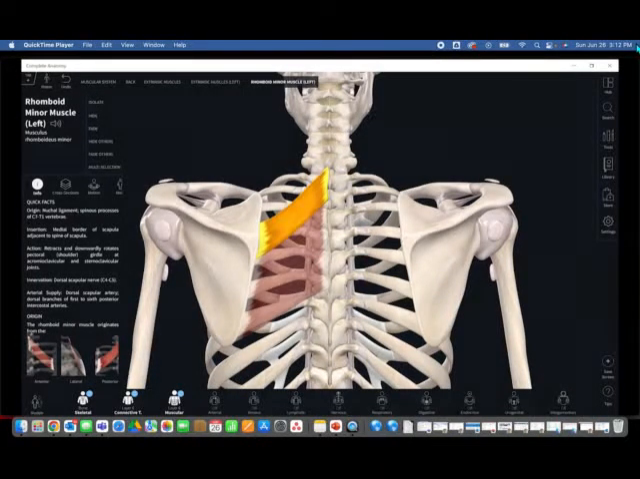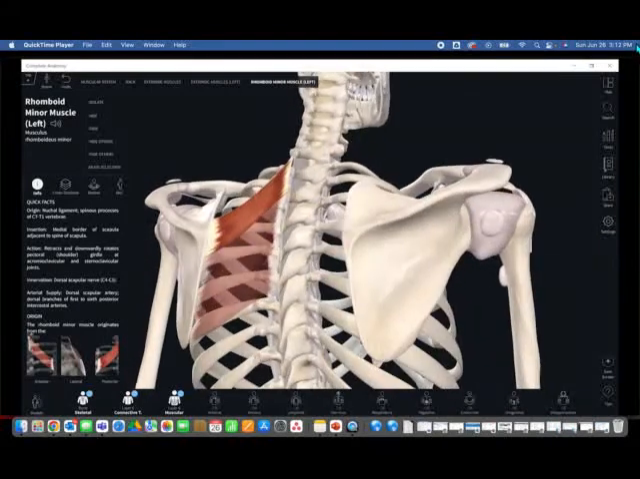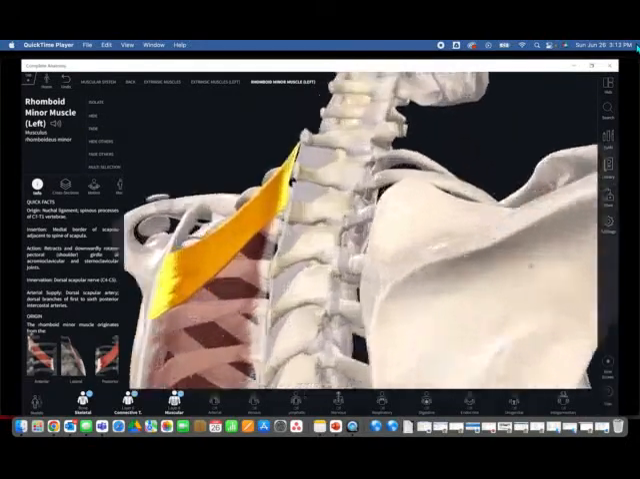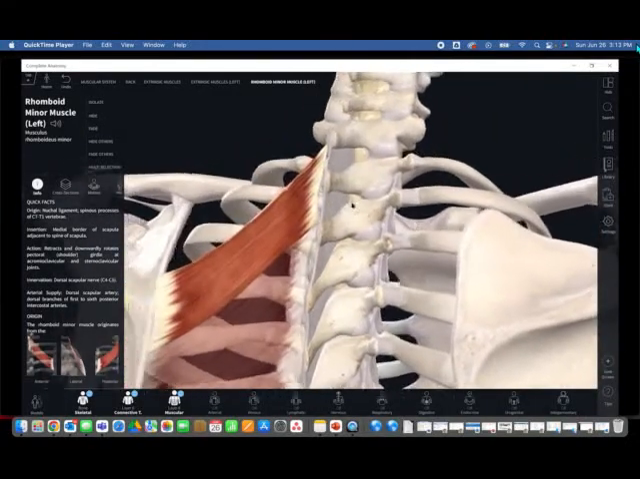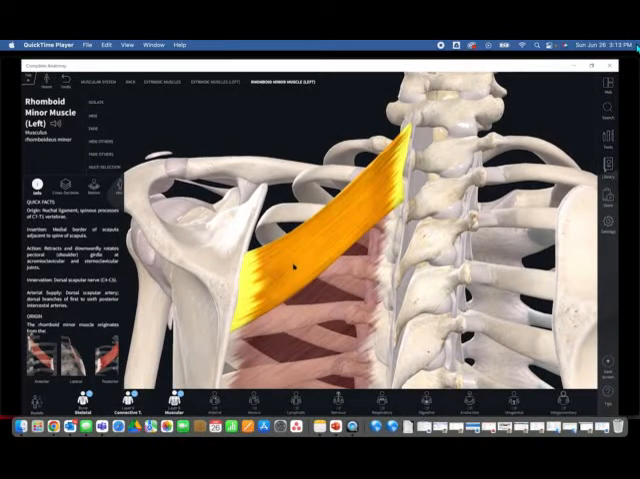The rhomboid minor, its origin is the nuchal ligament and the spinous processes of C7 and T1. Zoom in on that. Its insertion is into the medial border of the scapula, adjacent to the spine of the scapula. Its action is it retracts and downwardly rotates the shoulder girdle at the AC and SC joints, and it's innervated by the dorsal scapular nerve, C4 and C5.